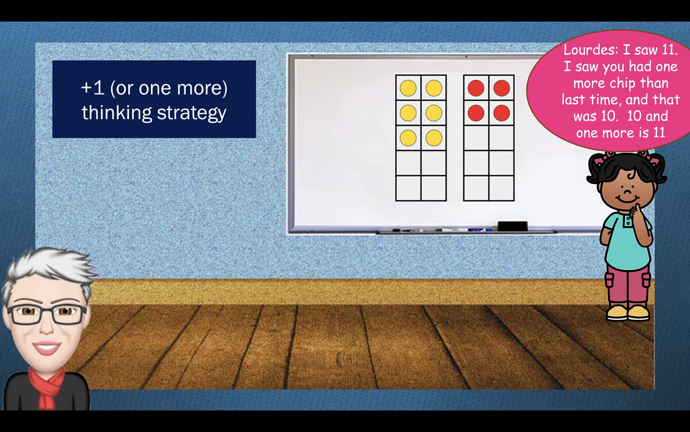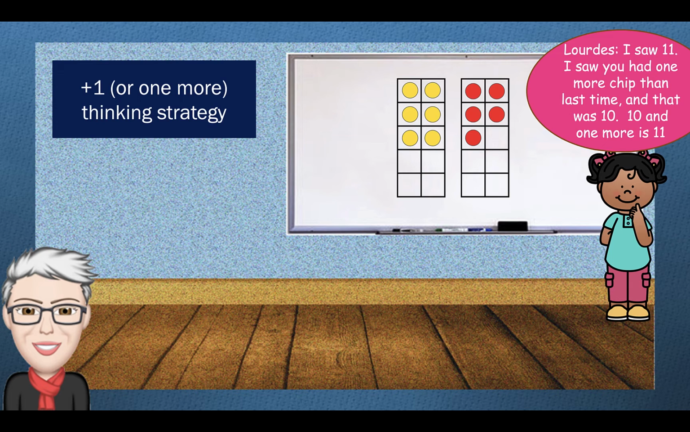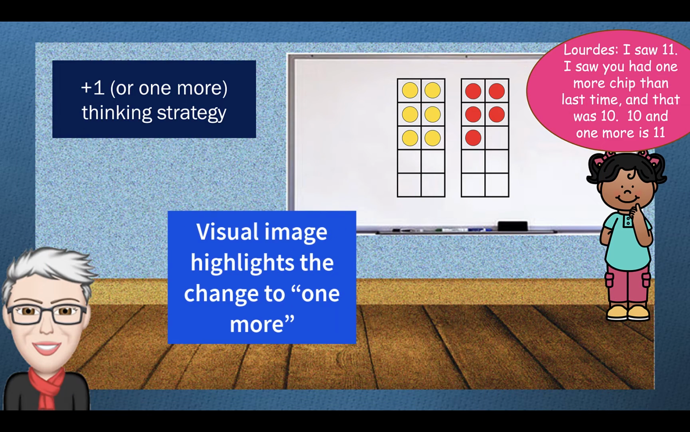You can see that by posing the double 10-frame flashing task with 6 yellow chips and 5 red chips immediately following the task with 6 yellow chips and 4 red chips, we've created exactly the type of situation where the task at hand can be related to the immediately prior task. We've created a situation where the visual image highlights the change to one more.